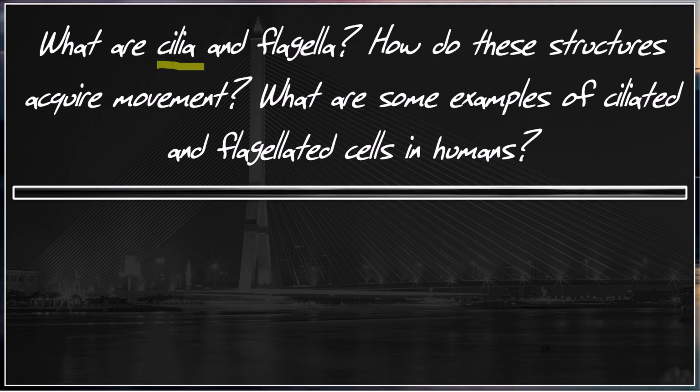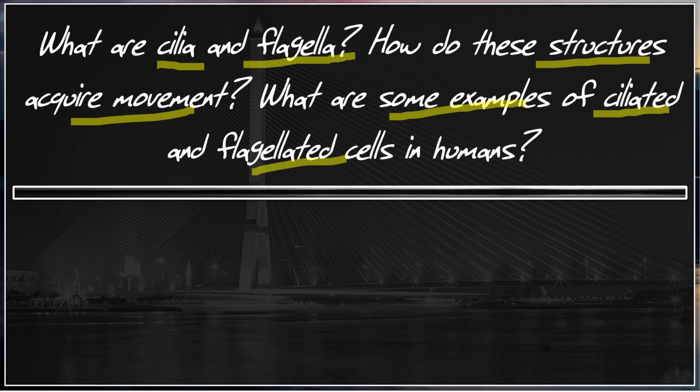What are cilia and flagella? How do these structures acquire movement? What are some examples of ciliated and flagellated cells in humans?